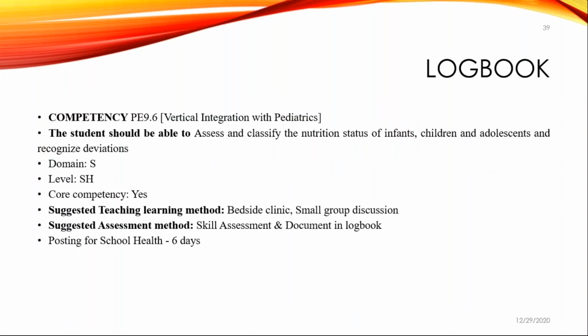So what we have actually done is we have identified a core competency which is vertically integrated with pediatrics. The core competency comes under PE 9.6, and here the student was required to assess and classify nutritional status of infants, children and adolescents and recognize deviation. The domain was skill, level was Shows How. It is a core competency, and the suggested teaching learning method was bedside clinic or small group discussion. This is what is given in the MCI document.